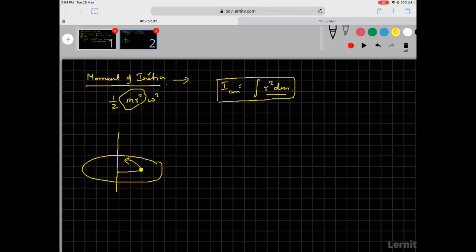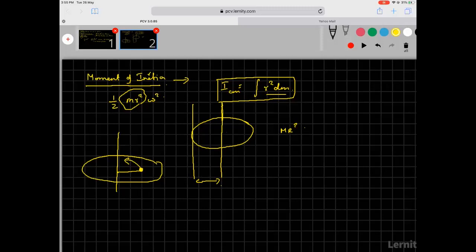Suppose you have a ring. Okay, so suppose you have a ring, then the moment of inertia of the ring is equal to mr squared, provided the axis is perpendicular to the plane. Now if you want to shift the axis here, then we'll talk of something called the parallel axis theorem. Parallel axis theorem is applicable only from center of mass. It is not applicable for anywhere else.